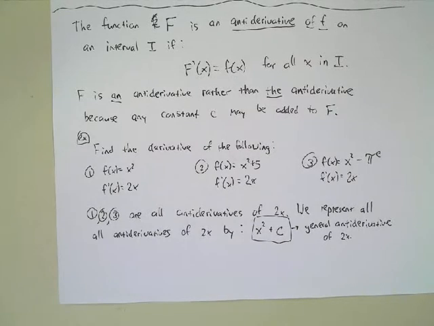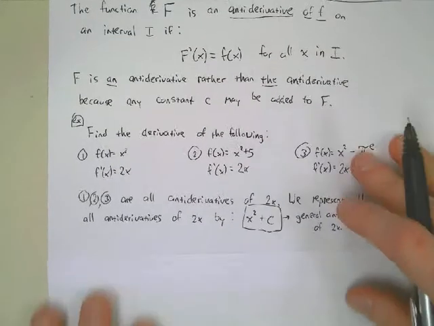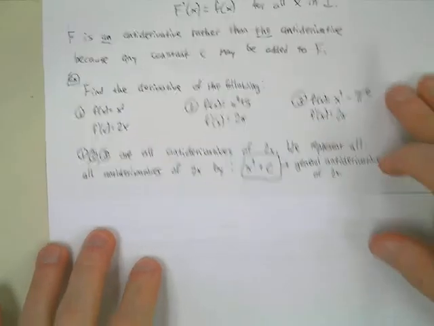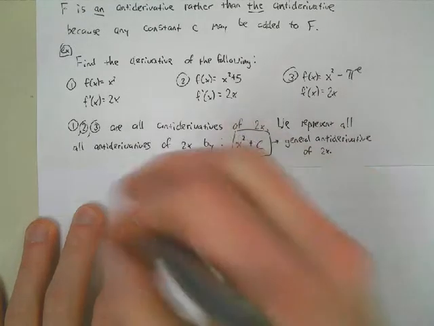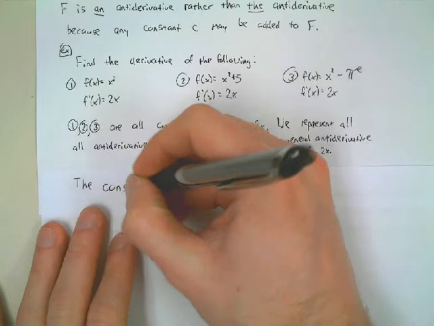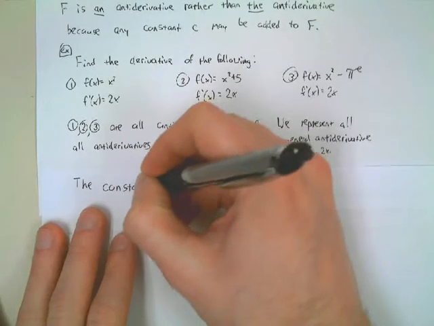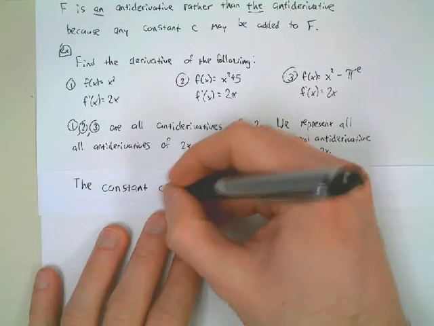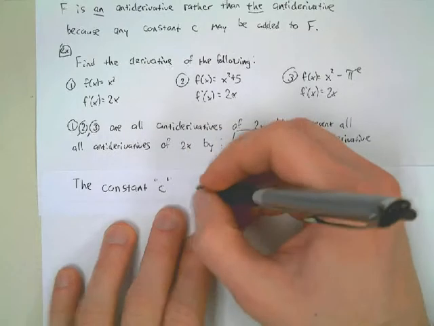Okay? All right. Scooting up here. The constant c, and c is the typical variable that we use for that. The constant c is called the constant of integration.